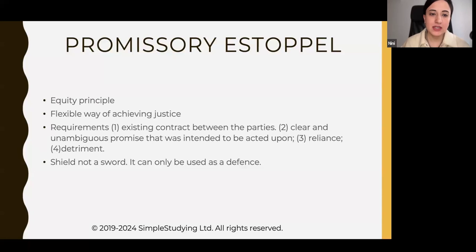But it can only be used as a shield, not a sword. So it cannot be used to create a new action. It can only be a defense. The requirements are that there must be an existing contract between the parties. There was a clear promise that was intended to be acted upon. There was clear reliance and detriment. If these four requirements are met, only in that case, promissory estoppel can apply.